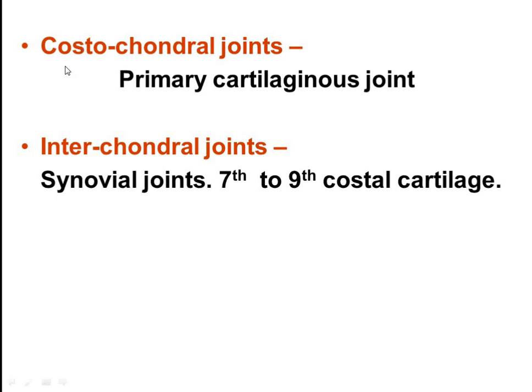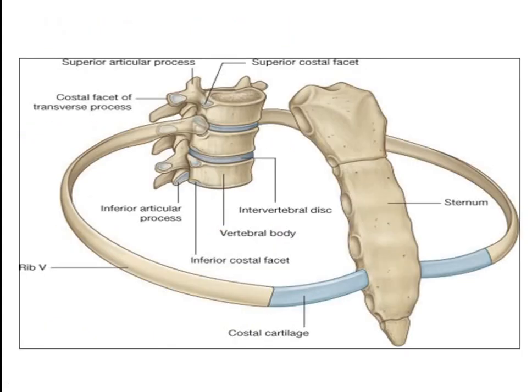What about the costochondral joints? That is, between the anterior end of the ribs and their corresponding costal cartilages, they are fixed joints. They are primary cartilaginous joints. No movement is possible in the joint between the rib and its costal cartilage. All these are primary cartilaginous joints because the rib and costal cartilages don't move asynchronously. They move together only with movement of the thorax.